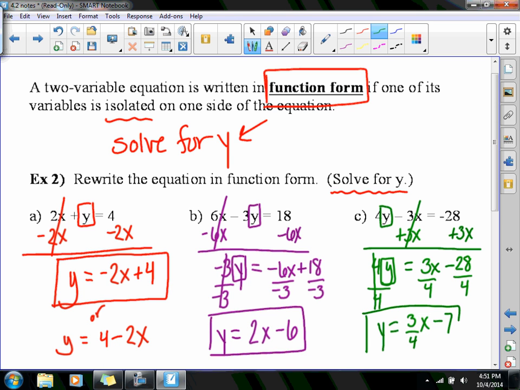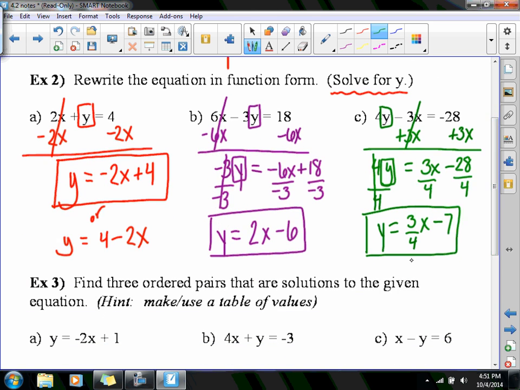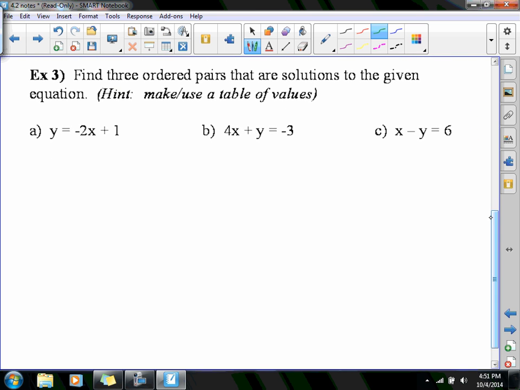So if you end up with a fraction, leave it as a fraction. Just make sure that you reduce your fraction as much as you can. Don't make it 0.75, because in the future, that number is going to be our slope. And we want slope to be a fraction, not a decimal. So when we're solving an equation for y and we're putting it in function form, that's very, very similar to solving an equation like we have done in the previous chapter.